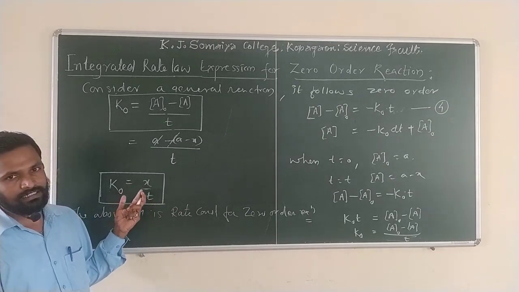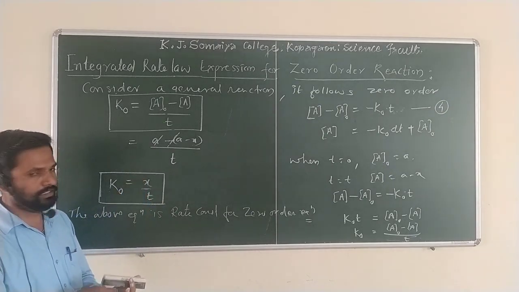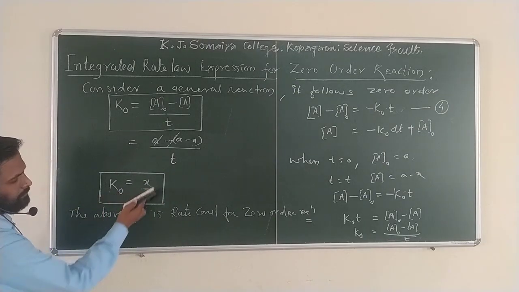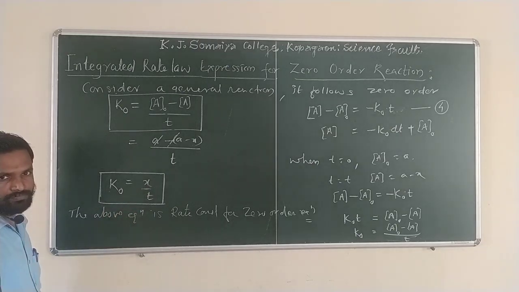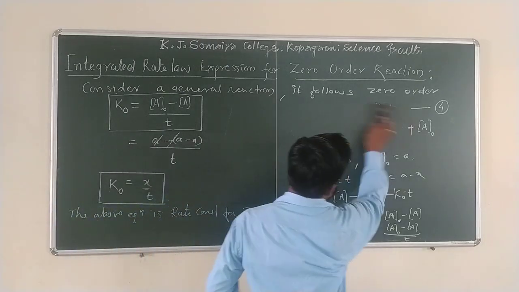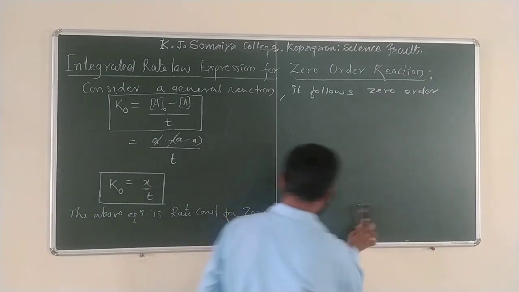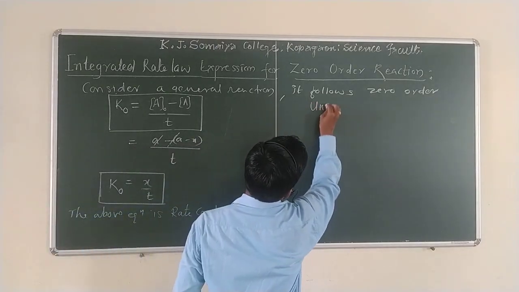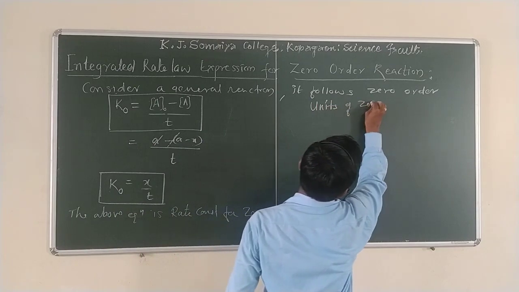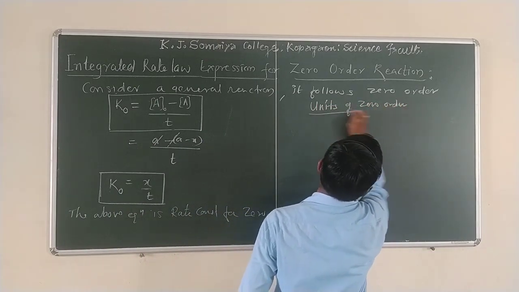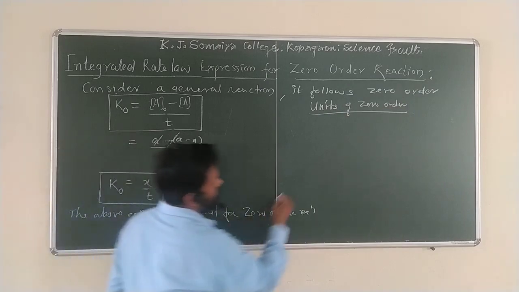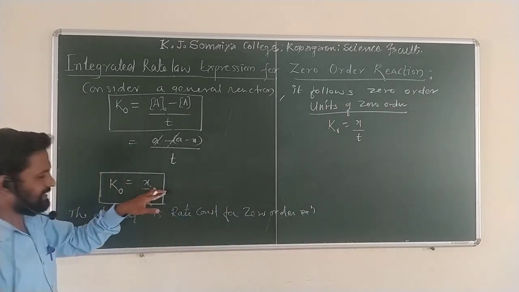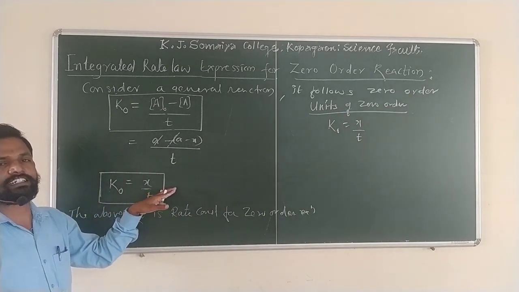Those are nothing but the characteristics of a zero order reaction. Here we can see the units. What will be the units? Very simple. First write the units of a zero order reaction. The equation we have is K0 equals x upon t. What is x here? x is the product, the concentration of the product.